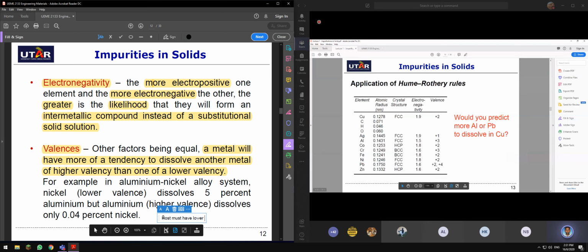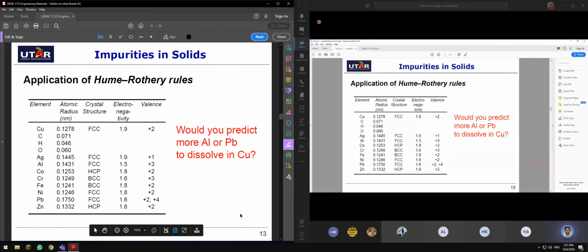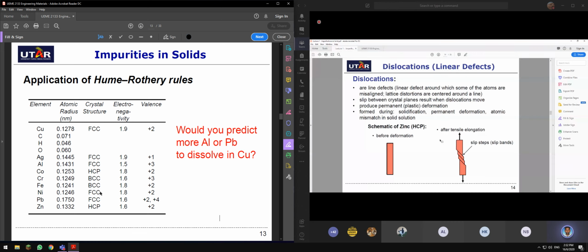Here you can look at this, and would you predict more aluminum or lead to dissolve in copper? This is copper, atomic radius, electronegativity and valence, and aluminum is here. So which would you choose? First look at the atomic radius. Make sure the size difference is less than 15%. If it is less than 15%, then we clearly see that aluminum is the right choice.